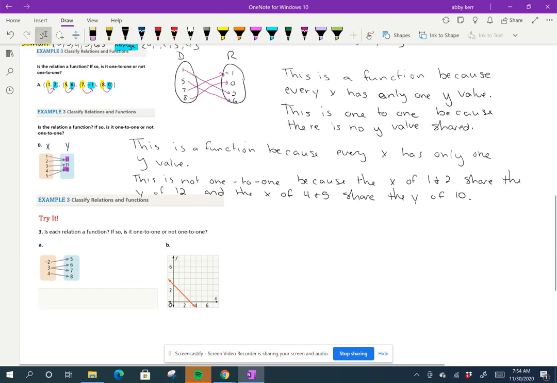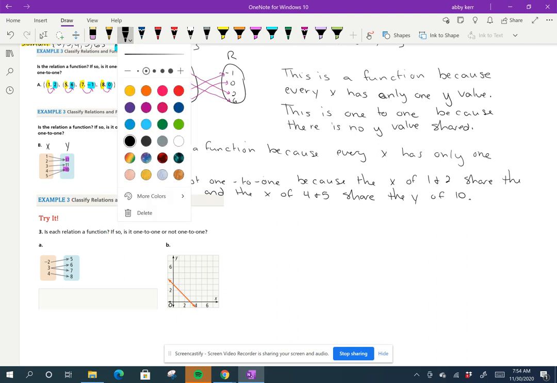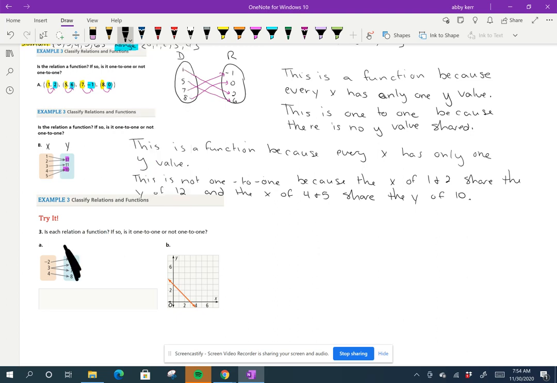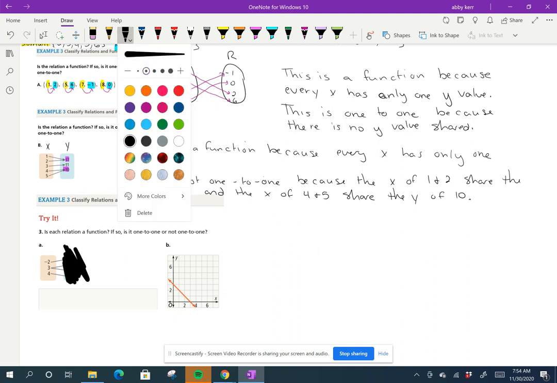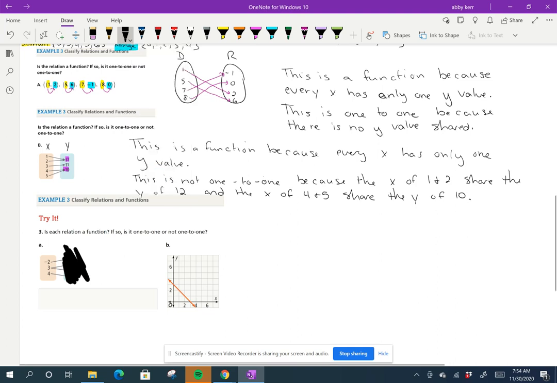Now, what I would like you to do is try it for number 3a and try it for number 3b. So you want to hit pause here. After you hit pause, let's confirm your answers. So you want to scribble out the y's, and then you want to look at the x's. -2 has one line, yay. 3, though, has 2 lines leaving it. 4 has 1. Since 3 has 2 lines leaving it, this would be considered not a function.